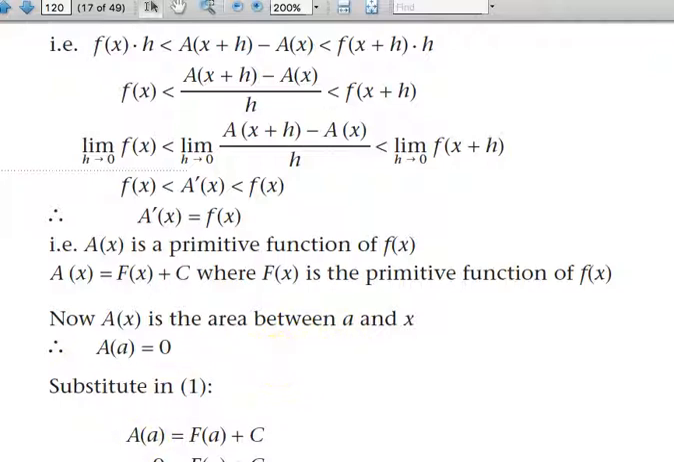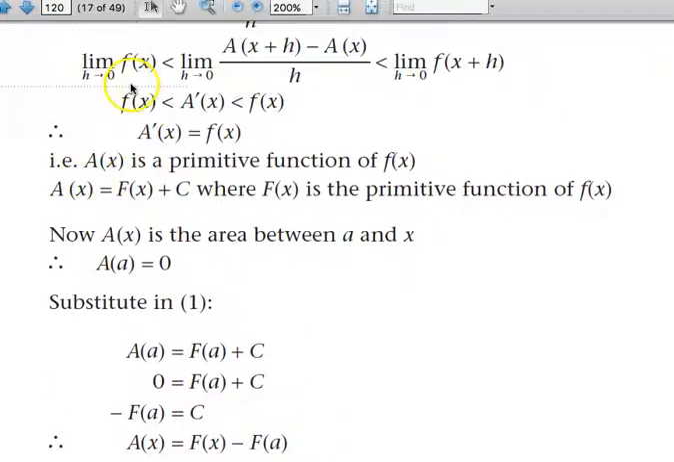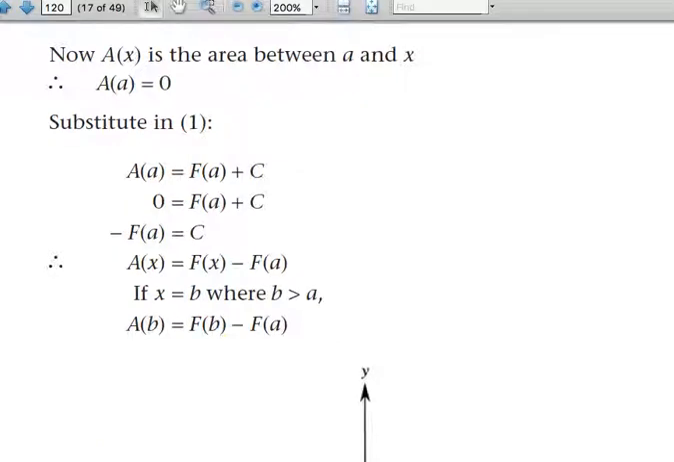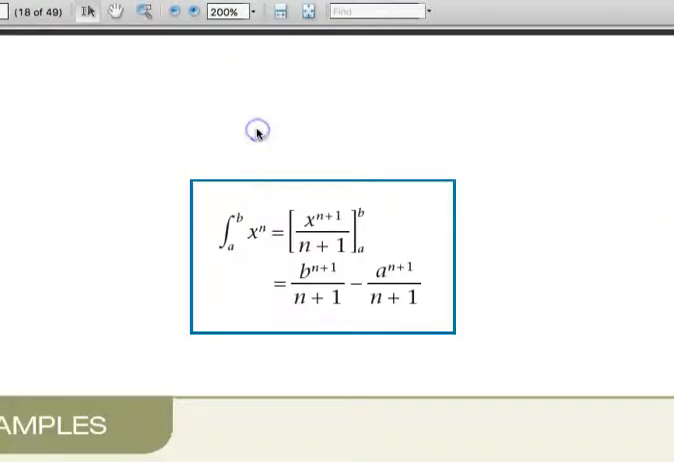Anyway, we're just saying that therefore A(x) is the primitive of the function of x, and then we just do the substitutions to find the area between a and x by substituting. All right? Underneath the notes that you wrote earlier, can you just write this out, please?